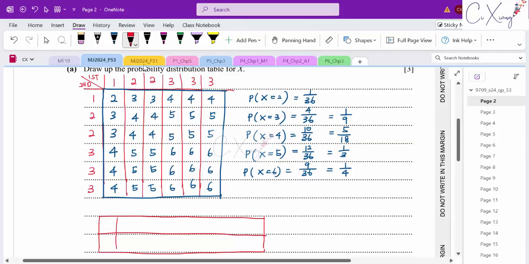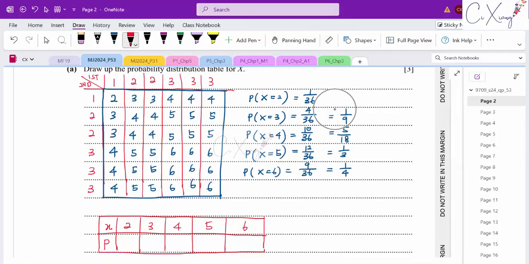Okay, so I'm having the value of x. The first row we put in the value of x. The second row we'll put in the value of the probability for that particular x. So for x, I'm having 2, then I have 3, 4, 5, and also 6. Then fill in all the probability that we already tried to find out just now.